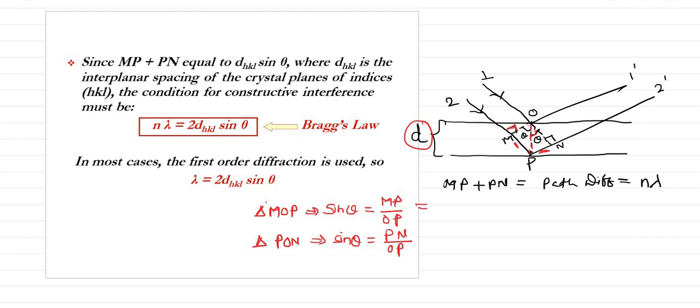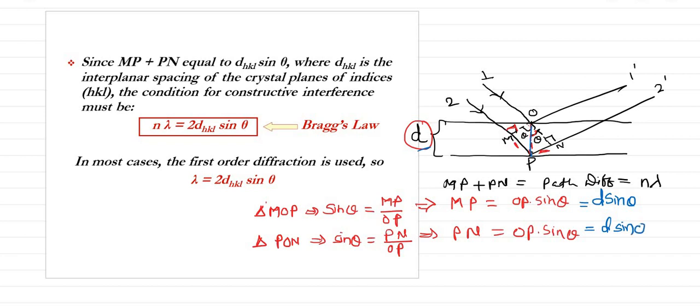Okay, now what is MP? MP is our side which we have to derive. So can I write OP to that side? It will be OP into sin theta. Again, we have to derive PN. So PN is equal to OP into sin theta, right? Now see here, OP is nothing but our hypotenuse, which is nothing but the interplanar distance. So I will write D sin theta. Similarly in this equation also, D sin theta. OP is nothing but D.